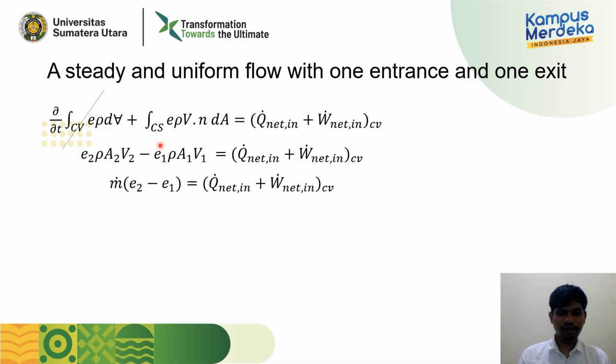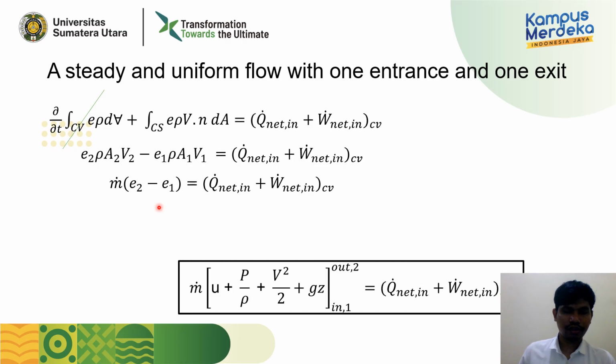And then if we simplify it, like I said before, since rho A V is equal to the mass flow, we will have a simpler equation. So it is the mass flow and the energy, and then this is the heat transfer, and this is the work transfer in the control volume.